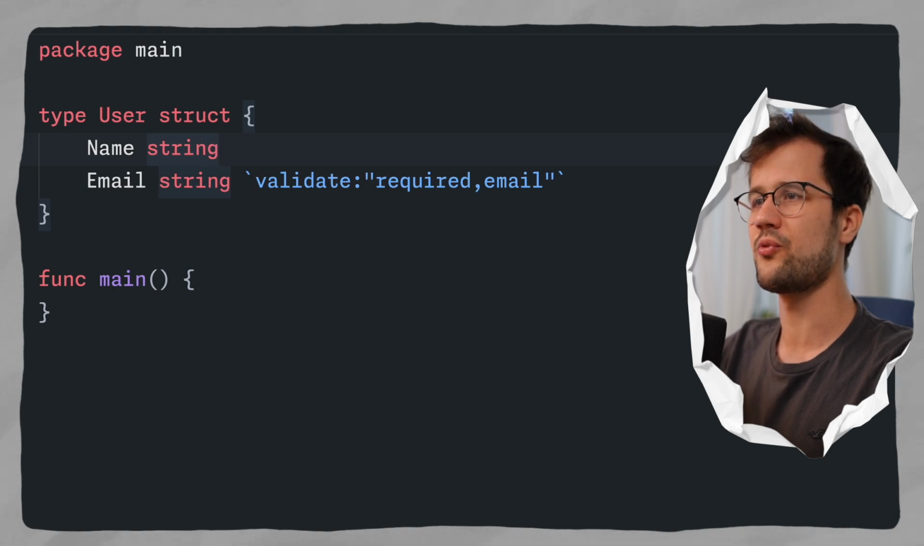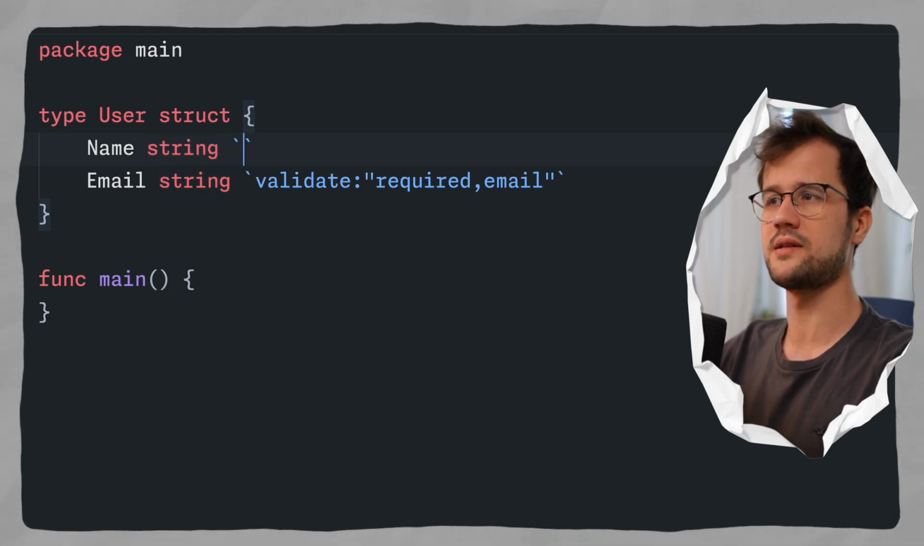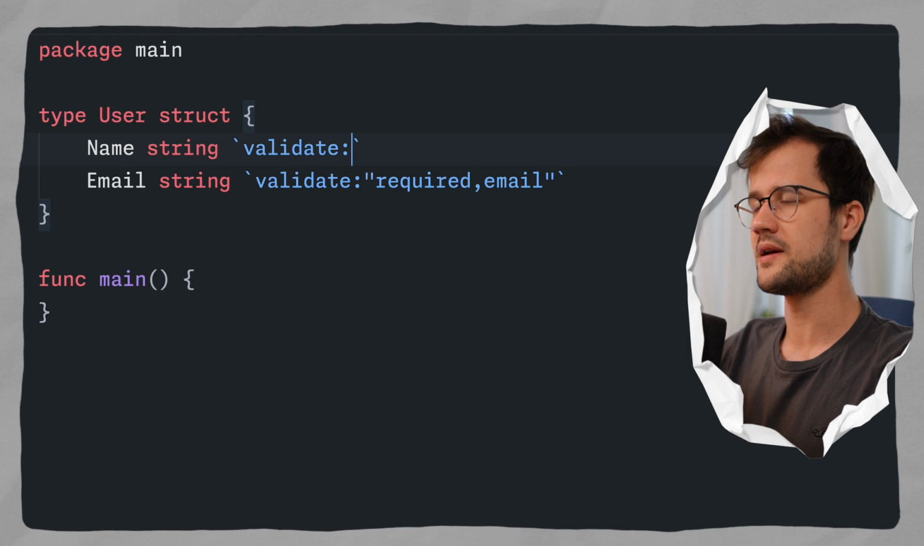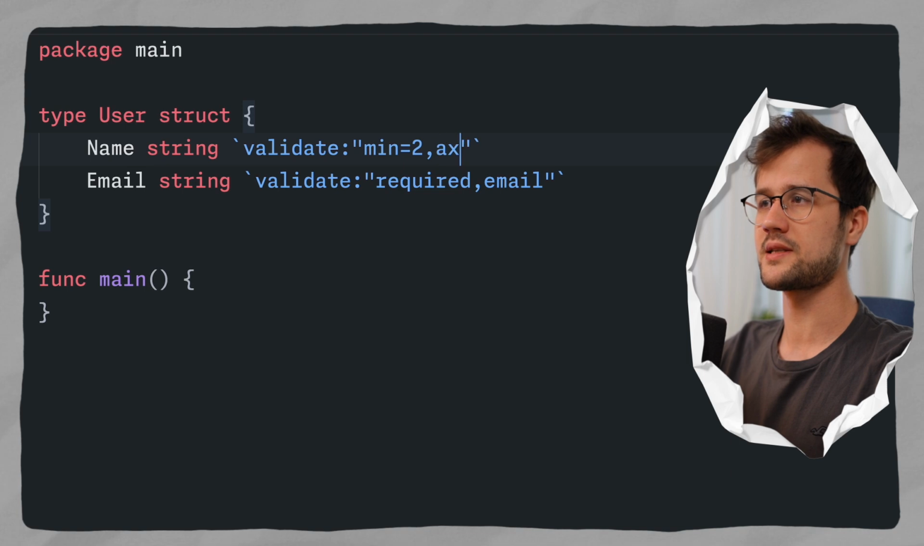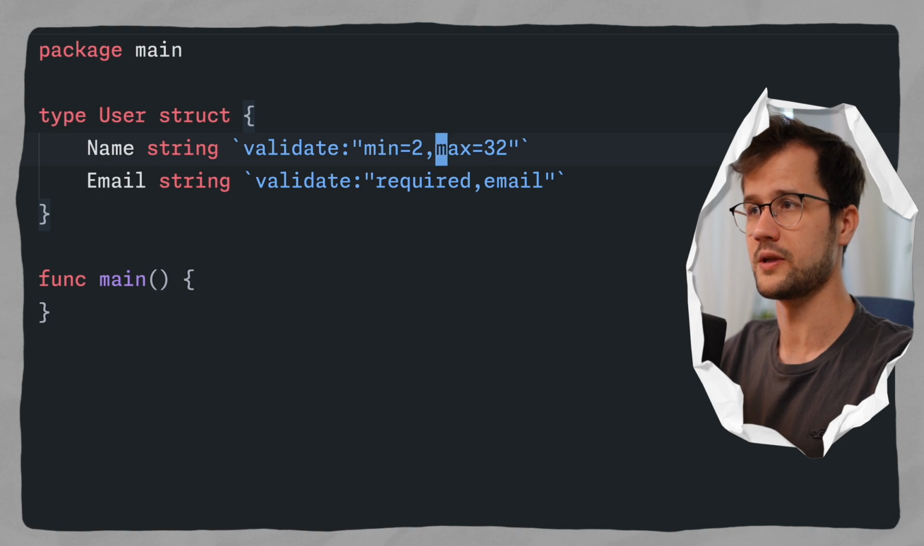Let's do the same with name, right? Let's just do backticks again, use validate, and then we use quotes again. And then we say min is equal to 2 and max is equal to 32. And this is another validation we want to implement, right?